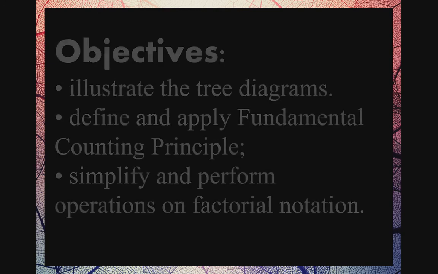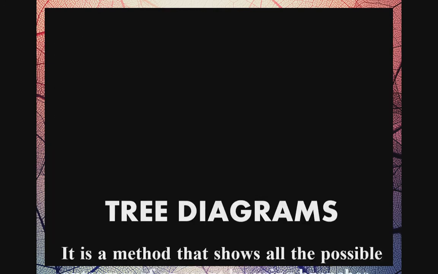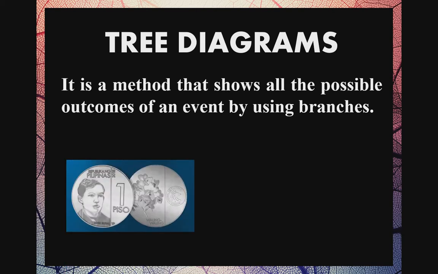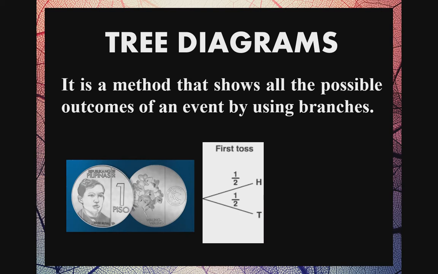It is a method that shows all the possible outcomes of an event by using branches. So for example, we have here a coin. Now, we will list the number of ways or outcomes of tossing a coin. On the first toss, there is a 50-50% chance of getting head or tail, or they split the chance. And of course, on the second toss, another half.